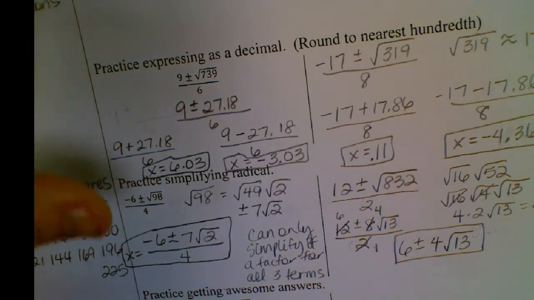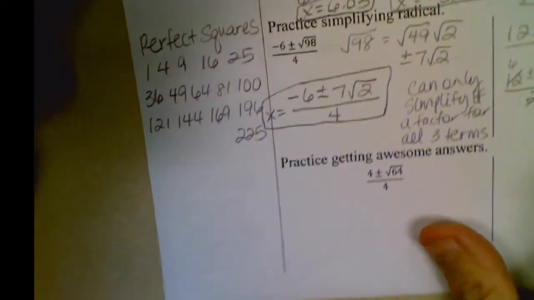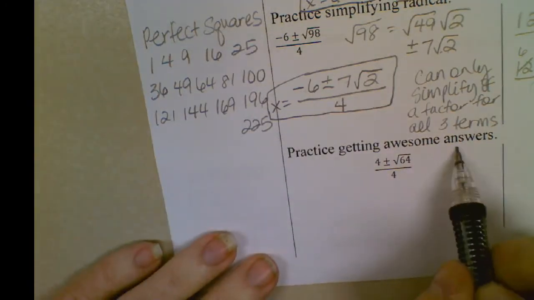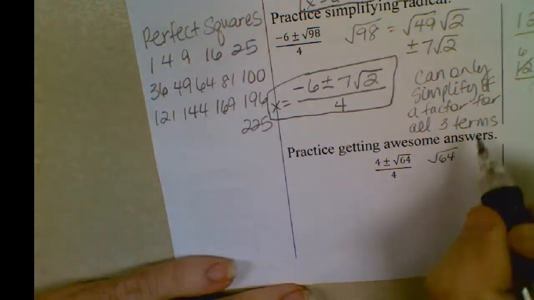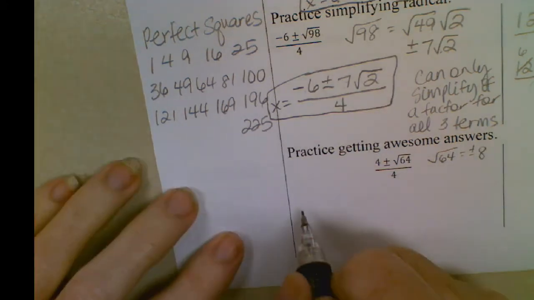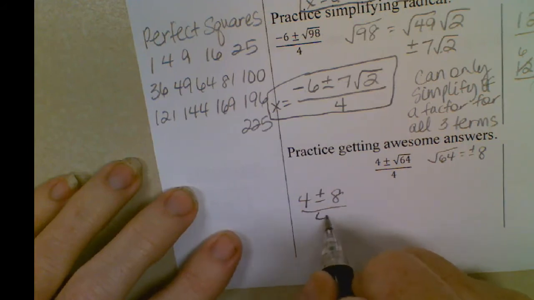Okay, let's try 2 more. Okay, so let's just see what this gives us. We're not sure. So let's see. Let's take that square root of 64. Oh, well, 64 is one of my perfect squares, isn't it? So square root of 64 is plus or minus 8. So let's see. I've got 4 plus or minus 8 all over 4.